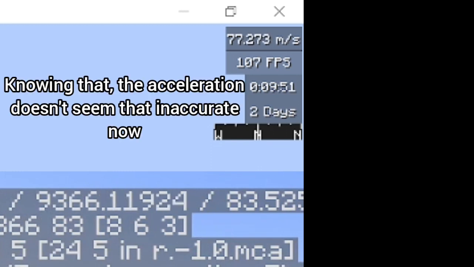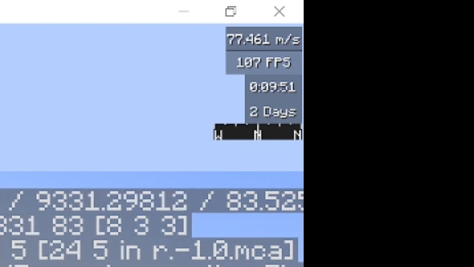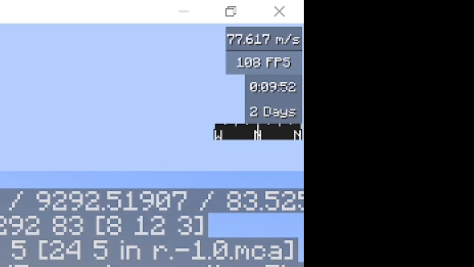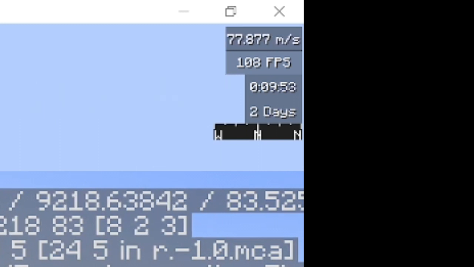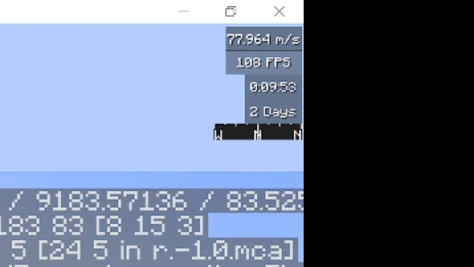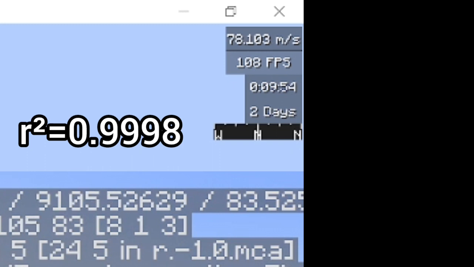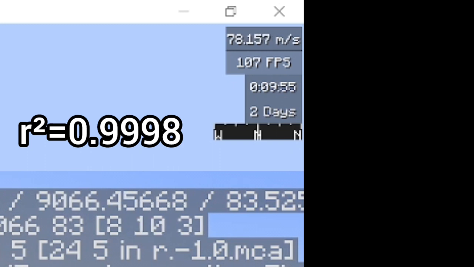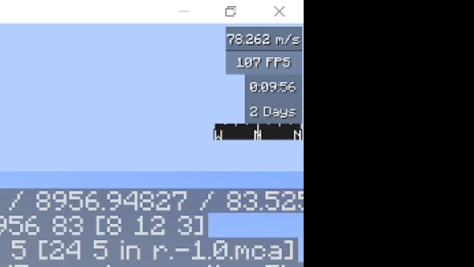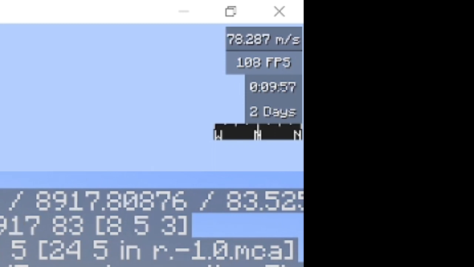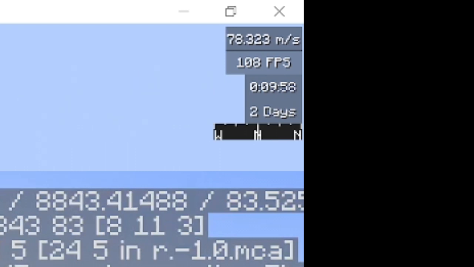So yeah, I think that the acceleration due to gravity in Minecraft is 25.6 blocks per second squared, or meters per second squared. A block is a meter, essentially. R squared, or correlation coefficient, is 0.9998167, which is incredibly good. There is a systematic error, however, because the y-intercept is -1.677, which means it doesn't go through the origin.